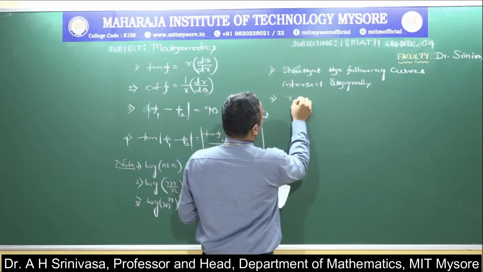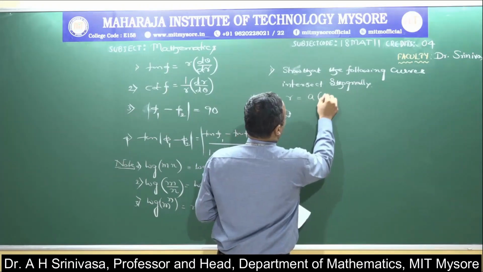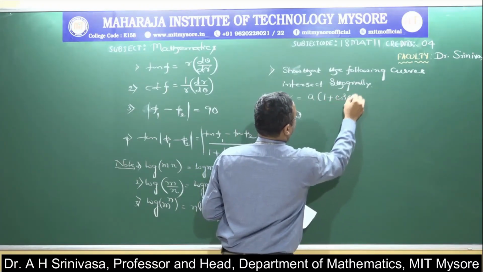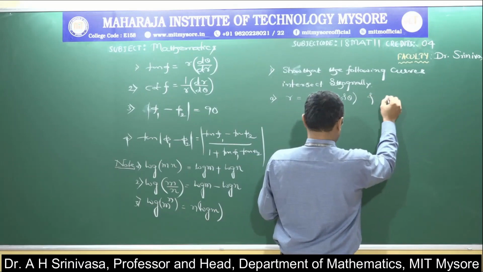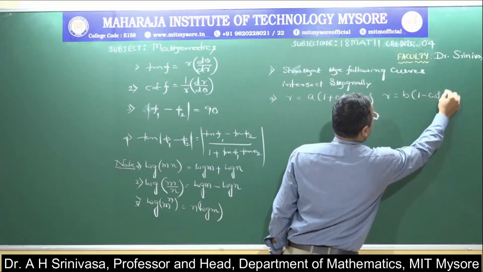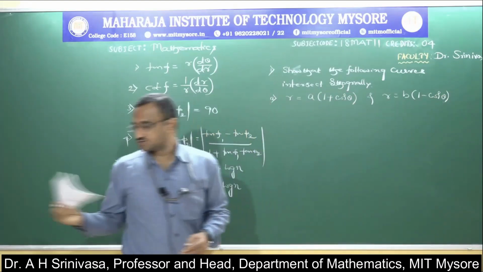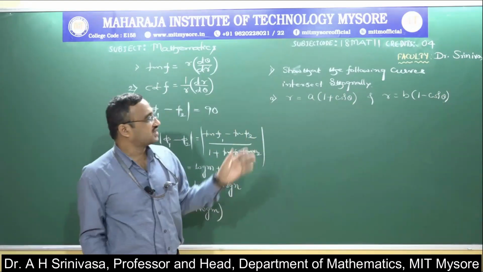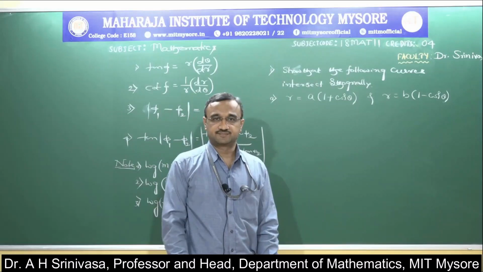It is r equal to a times (1 plus cos theta) and r equal to b times (1 minus cos theta). This is the problem they have given. They asked you to show that these two curves intersect orthogonally.